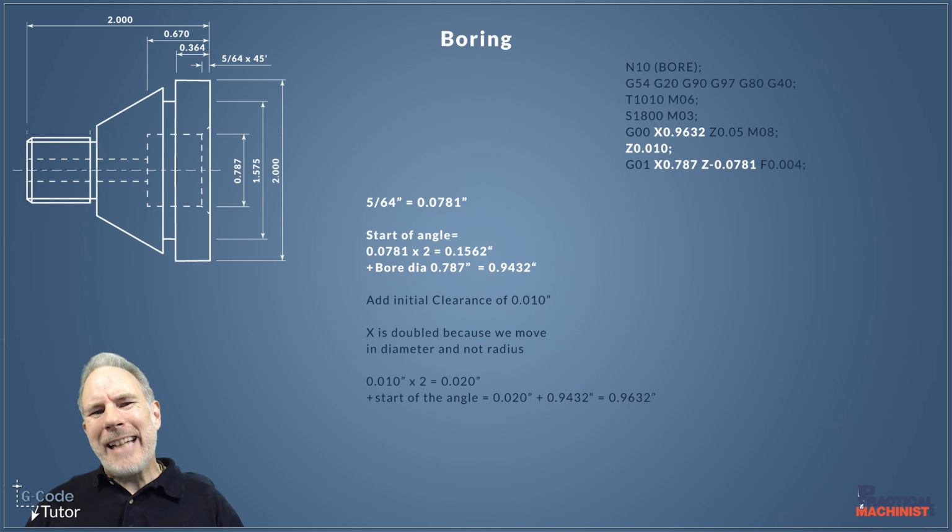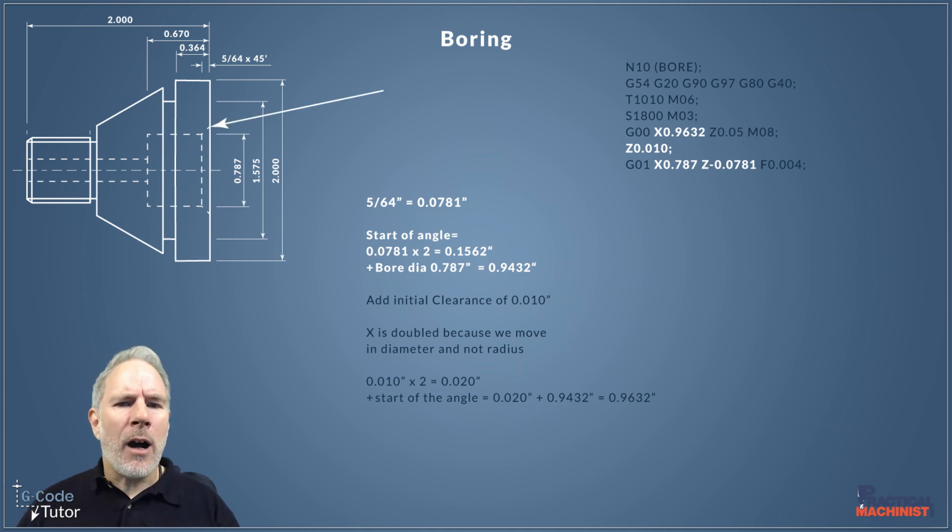So to work out the X dimension of the beginning of that chamfer, we need to take our angle, which we know is 45 degrees, and the length is 5/64. So we've got to times that 5/64 by 2, which gives us 0.156 thousandths of an inch. So we've got 2/10 there as well. So we times that angle by 2, because in X on a lathe, we work in diameters and not radiuses.